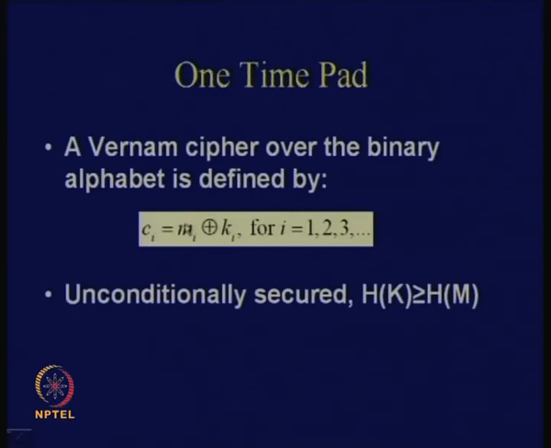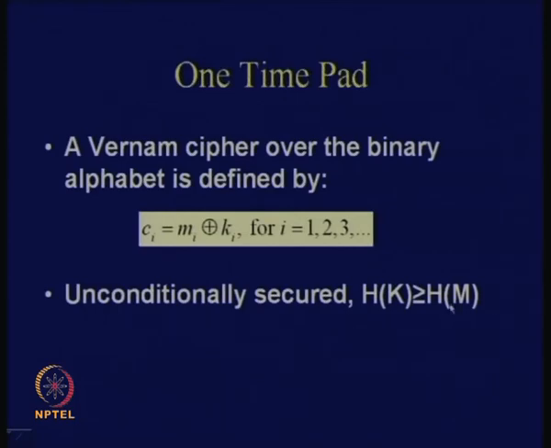Let us start with something which we have already seen, the one time pad. The one time pad is the first starting example of stream ciphers. If you remember, the idea was very simple: for i varying from 1 to 3 and so on, your ciphertext Ci is obtained by XORing your message with the corresponding key value. This is also called the one time cipher, defined over the binary alphabet. We say it was unconditionally secure, and we also proved this result.